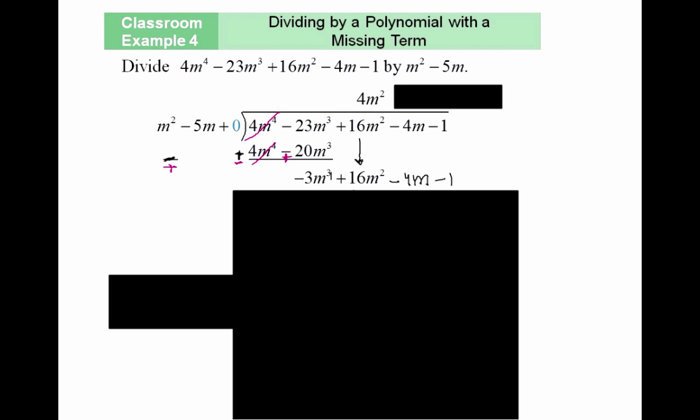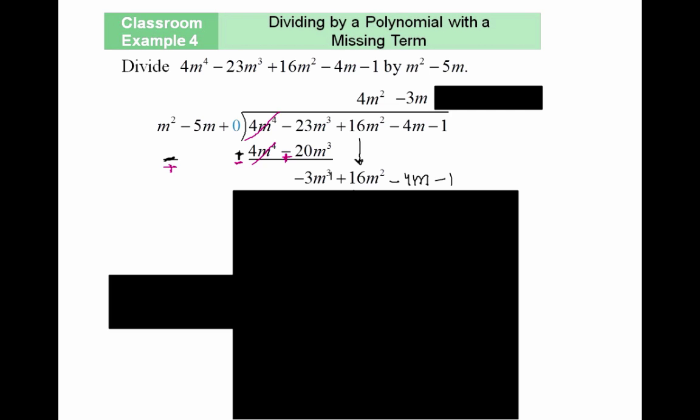So the next step would be very similar to what we did. The question is, what times m squared gives me minus 3m cubed? Can somebody tell me what that is? It would be negative, right? You have a negative here. The signs are very important. It would be negative 3m. Very good. So it would be negative 3m.